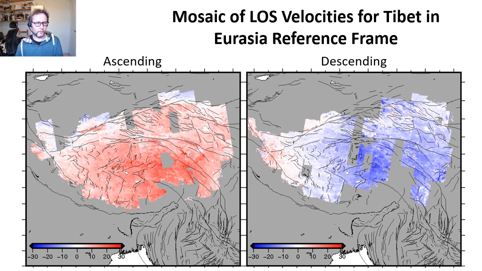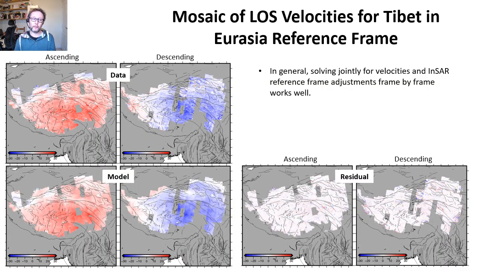There are a few mosaicing issues, particularly where data are relatively noisy around here on the Alpine-Himalayan fault, for example, in the ascending data. But in general, this simple mosaicing approach works very well when we've done it via this joint inversion.